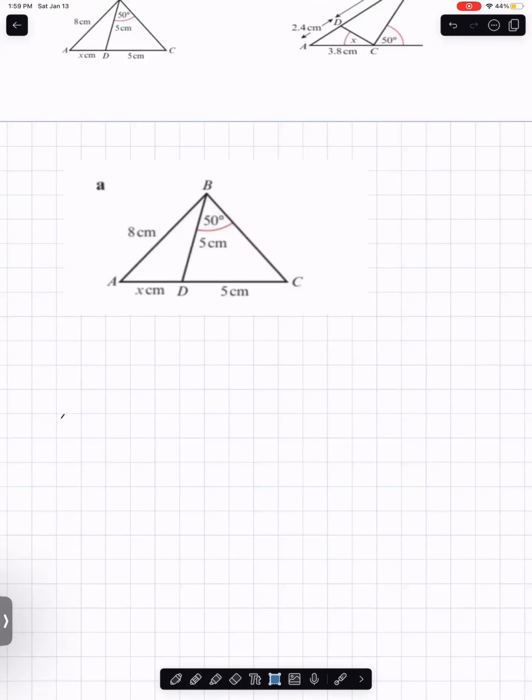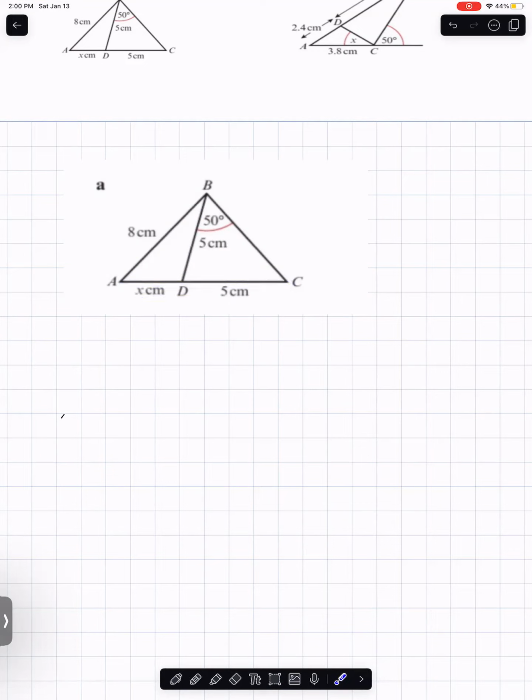Taking a close look at this shape, we have two triangles. The first triangle is here, and the second triangle is here, making the triangle ABC. So we are looking for x in this triangle ABC. So x plus 5 will give us AC.